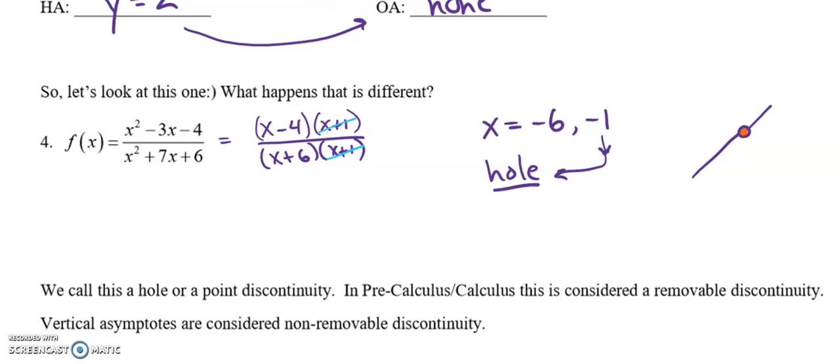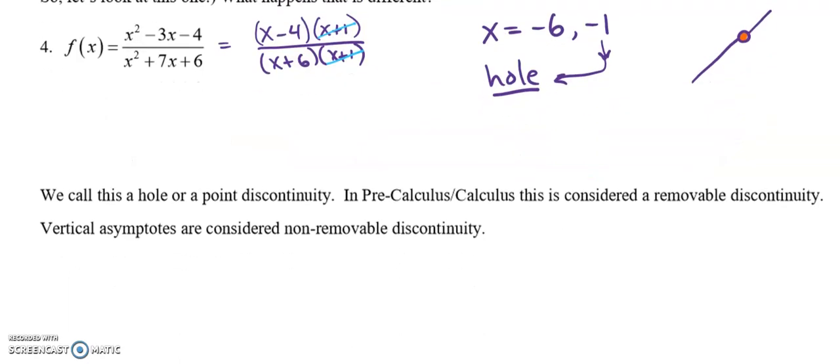Hi guys, these notes are kind of long. The vertical asymptotes are considered non-removable discontinuities because I can't just fill it in and change it and make it look nice. The vertical asymptotes will stay. Again, that's something to worry about in pre-calc and calc, but something some of you might see sometime.